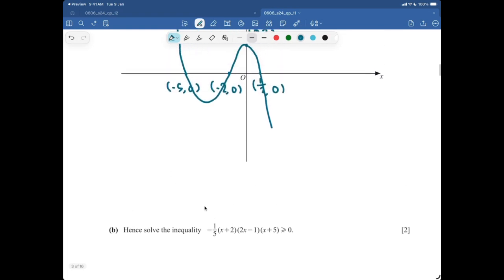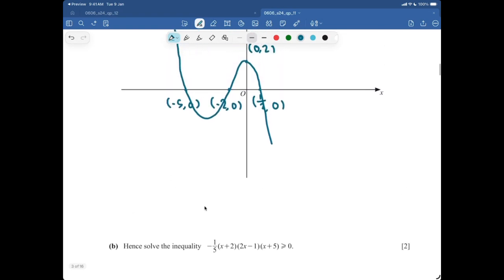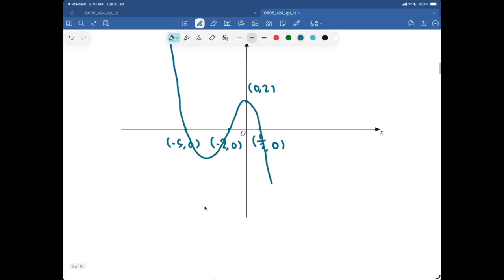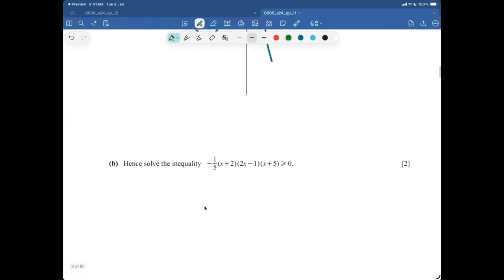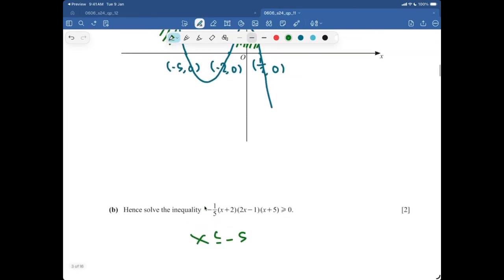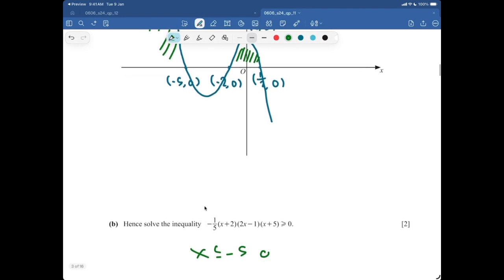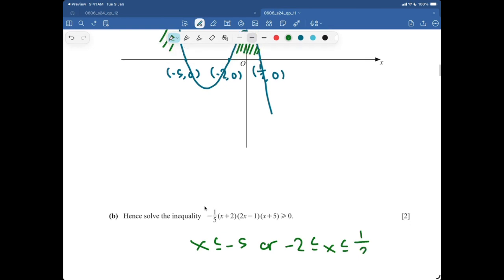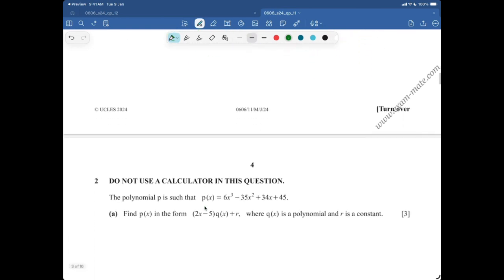So hence solve the inequality of the equation being larger than 0. So we're obviously concerned about this region and also this region. So it's x is less than or equal to -5, or -2 is smaller than or equal to x is smaller than or equal to 1/2. Okay, pretty easy.